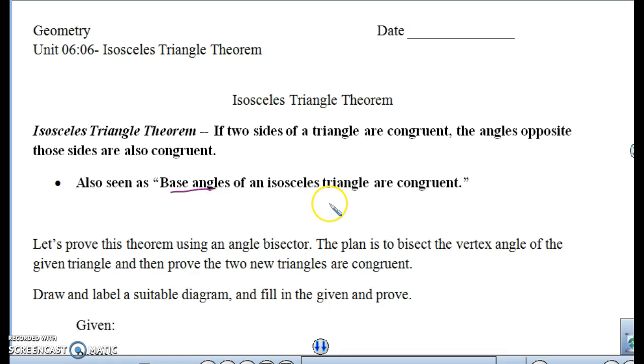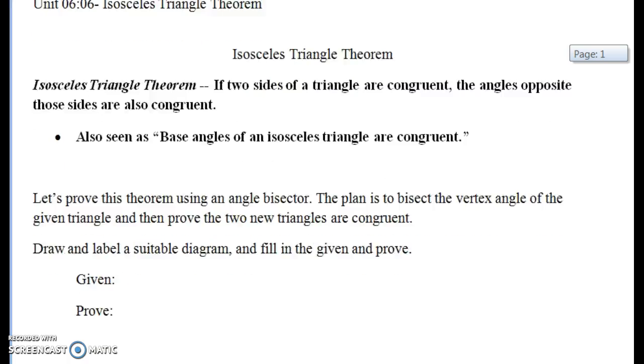Now, we kind of talked about that a little bit when we were talking about ordering the sides of a triangle based on the angle measure. So, if you have two sides congruent, that means two angles are going to be congruent. But let's actually formally prove that this is really true. So, we're going to prove this theorem using an angle bisector.